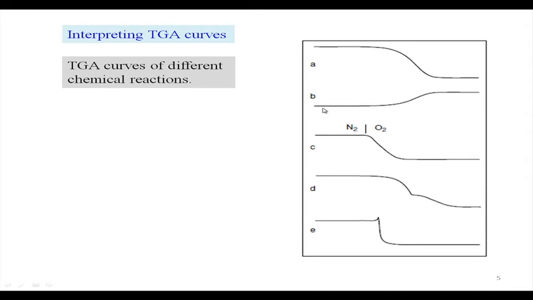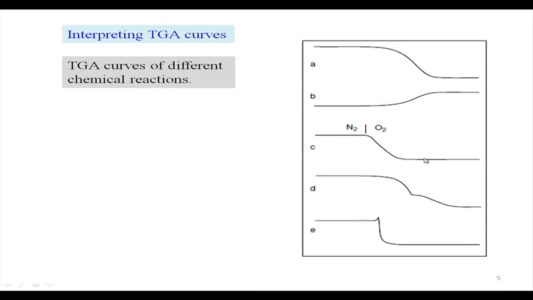But the second one, the B curve, is completely different, running in the opposite direction. That means at some time or temperature, the sample is gaining weight. Some reaction is happening where we should see a gain in weight. So, TGA plots are not only useful for mass loss, they can also monitor the corresponding mass gain for a particular type of chemical reaction.